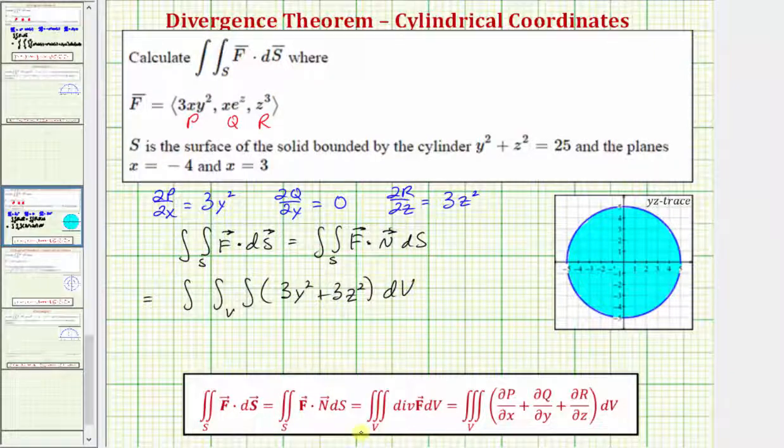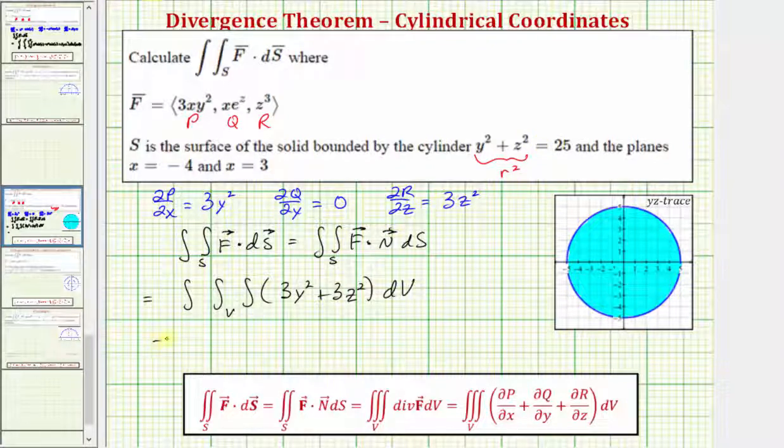And now because the surface S is a cylinder, it does make sense to use cylindrical coordinates. But we need to be careful here, though, because notice how the cylinder is running along the x-axis and is bounded by x equals -4 and x equals 3. So dV is not going to be equal to r dz dr d theta. It's going to be equal to r dx dr d theta. Again, because the cylinder is running along the x-axis, not the z-axis. And that also means y squared plus z squared is equal to r squared.